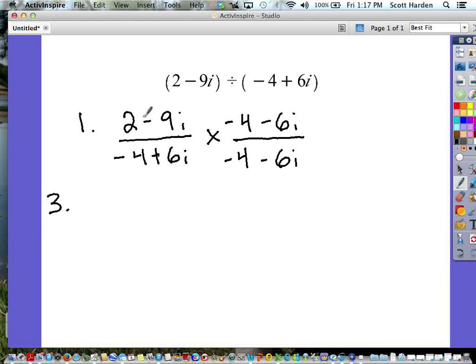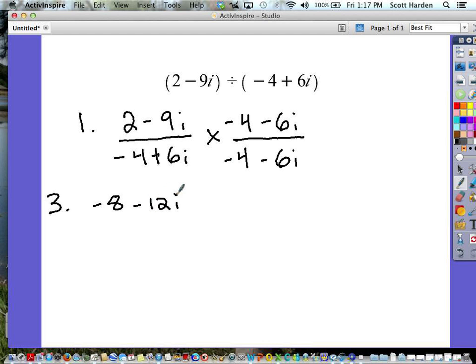Okay, here I go. I'm going to work out the top first. So I got 2 times negative 4. That gives me negative 8. Then I got 2 times negative 6i. Remember, I multiply the real parts of each number. Even though it's a complex number, I still multiply the real parts. So that gives me negative 12i.